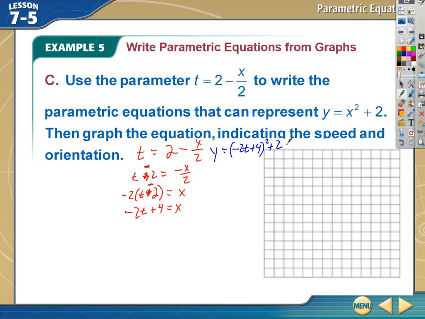So again, here is my parametric equation. Those two together make up my parametric equation. So how is this going to change what I do on my table? t goes first, then x, y.